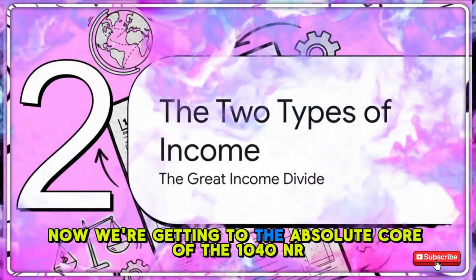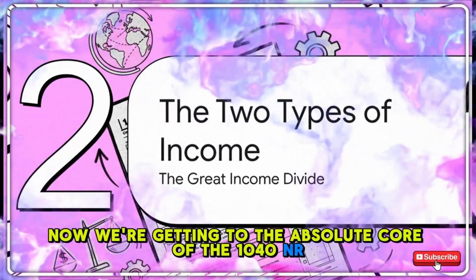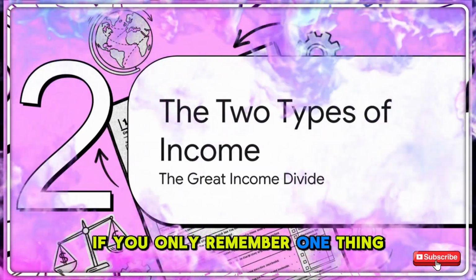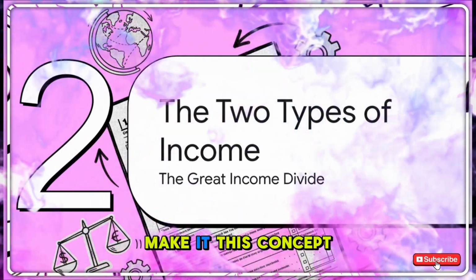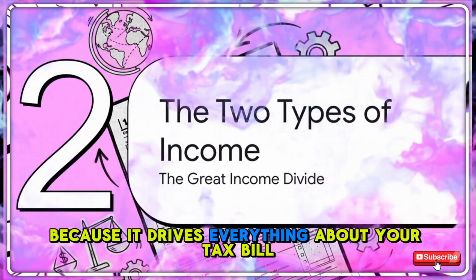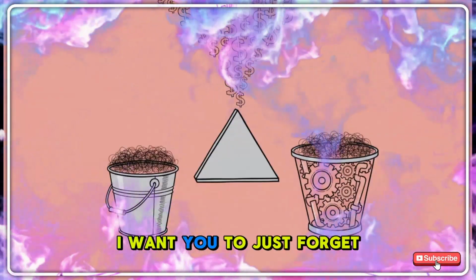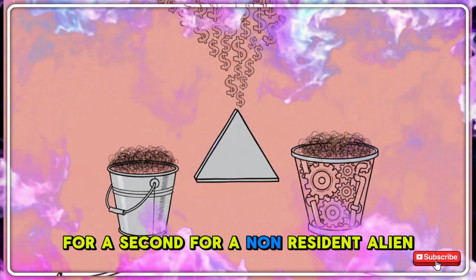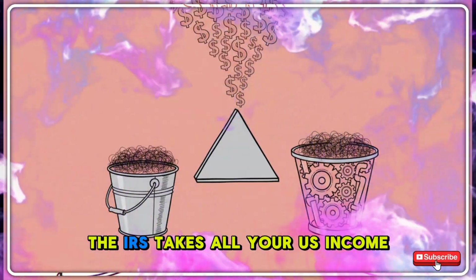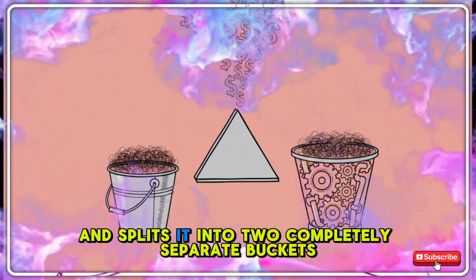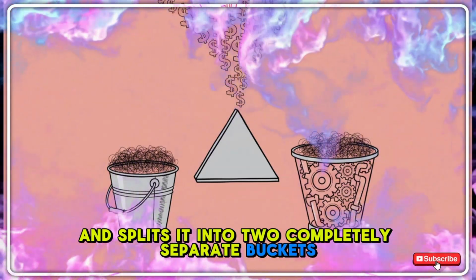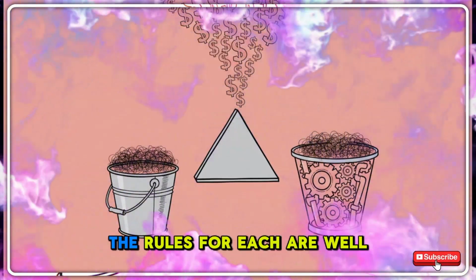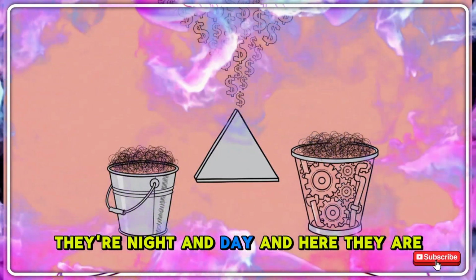Okay, now we're getting to the absolute core of the 1040NR. I'm talking about the great income divide. If you only remember one thing from this whole explainer, make it this concept, because it drives everything about your tax bill. I want you to just forget everything you think you know about income for a second. For a non-resident alien, the IRS takes all your US income and splits it into 2 completely separate buckets. And how your money gets taxed depends entirely on which bucket it lands in. The rules for each are, well, they're night and day.